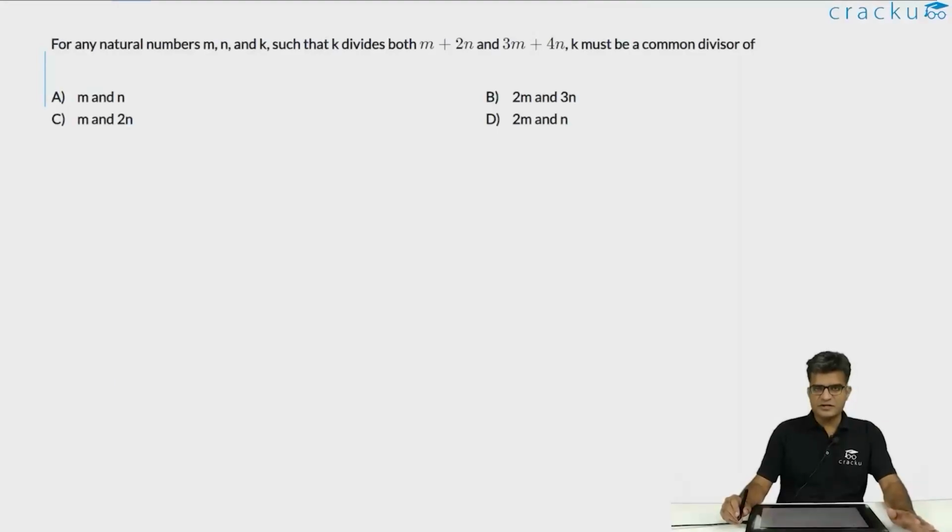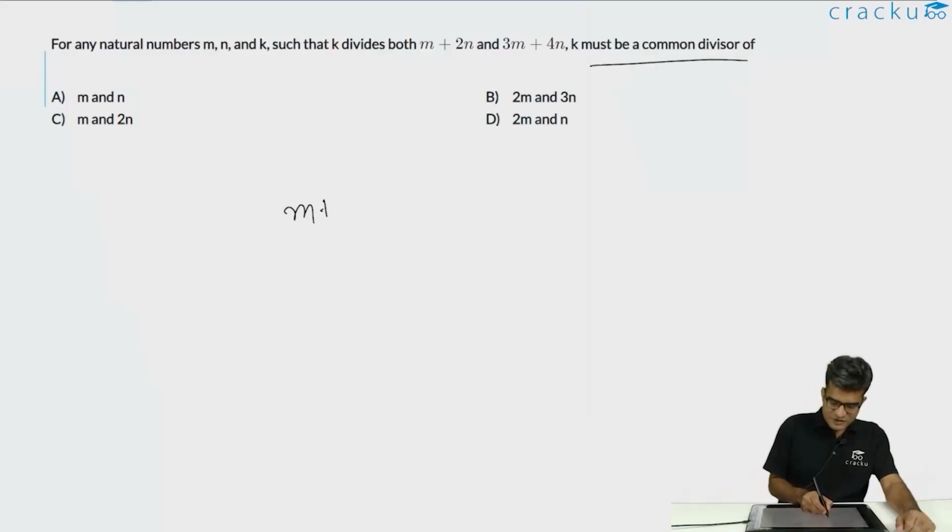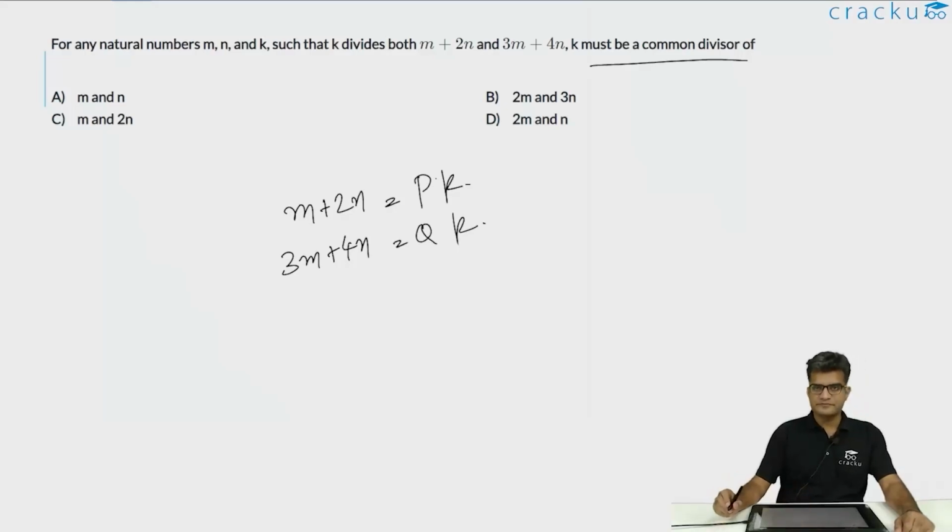In this question, we are told that for any natural numbers M, N and K, K divides both M plus 2N and 3M plus 4N. Then K must be a common divisor of. Let us assume that M plus 2N is equal to some natural number P into K. And let 3M plus 4N be equal to another natural number Q into K.